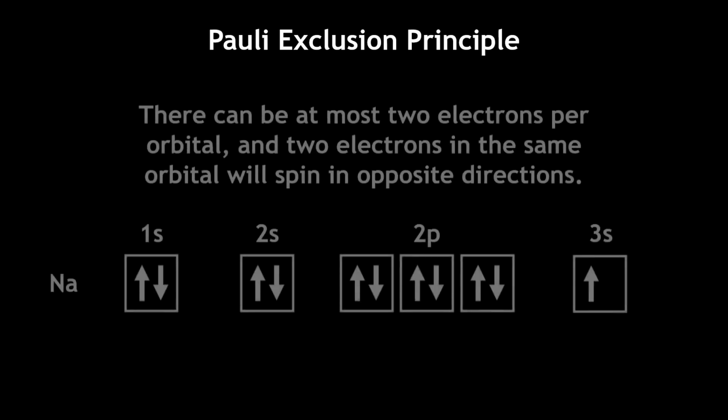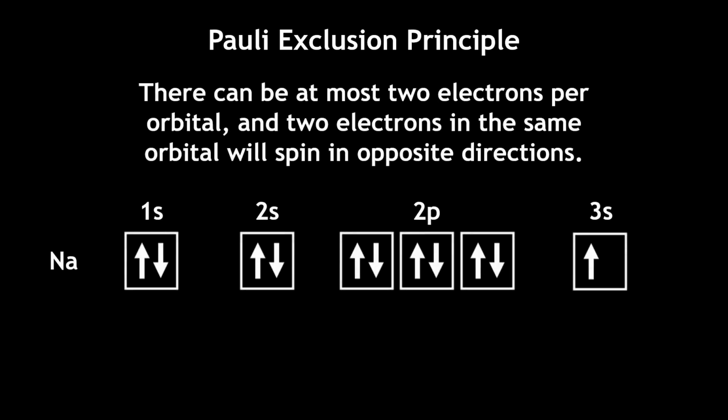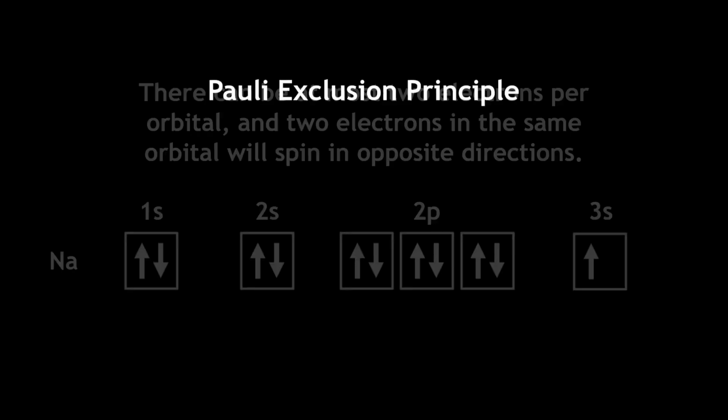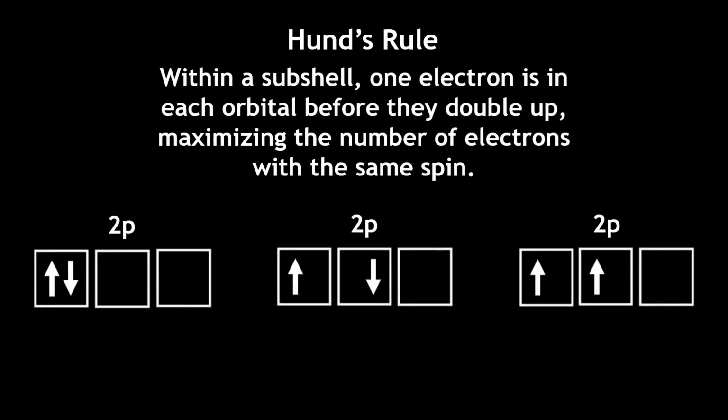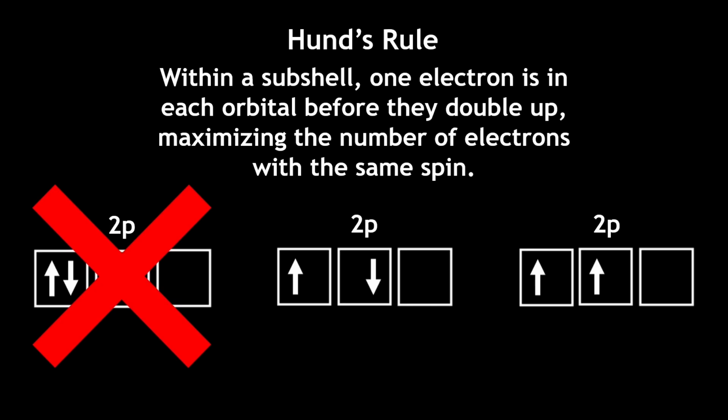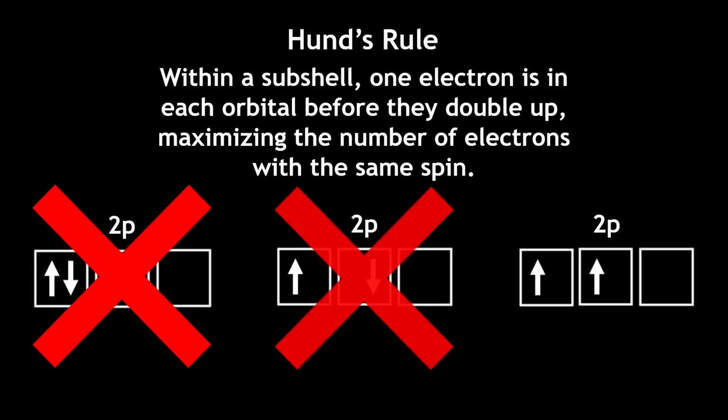The Pauli exclusion principle states that there can be at most 2 electrons per orbital, and 2 electrons in the same orbital will spin in opposite directions, since the negatively charged electrons will repel each other. Hund's rule states that within a subshell, 1 electron is located in each orbital before they double up. Furthermore, electrons within a subshell will be configured in such a way that maximizes the number of electrons with the same spin.